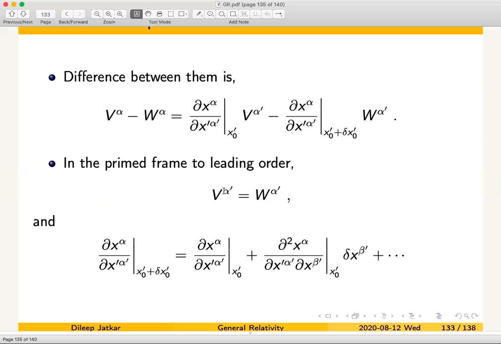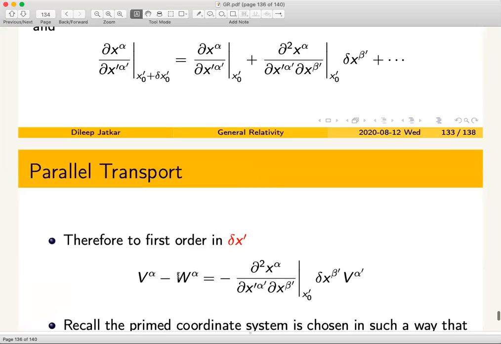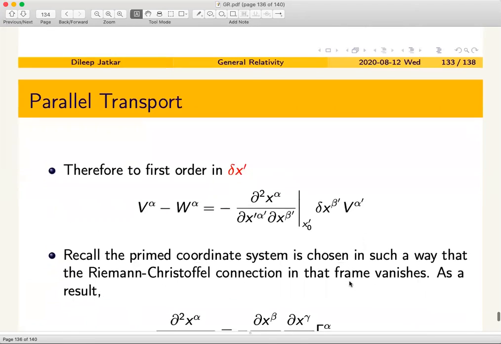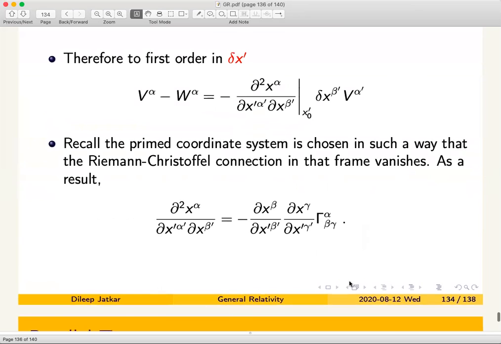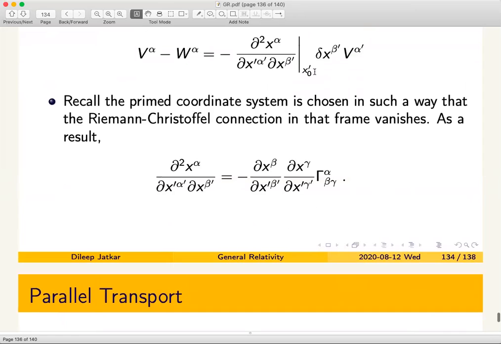So if you set that to 0, the first non-zero term is the second derivative of x alpha with respect to prime coordinates times delta x prime beta prime times w. But w, of course, to leading order can be replaced by v, and that is why I have written down this expression as v. Fine. So therefore, we get this expression. We can massage this expression to bring it to a better form.